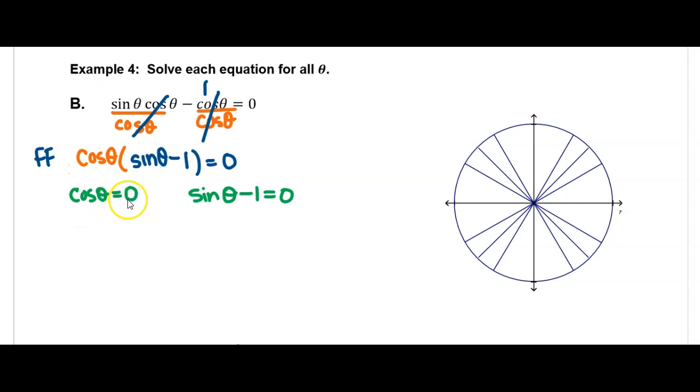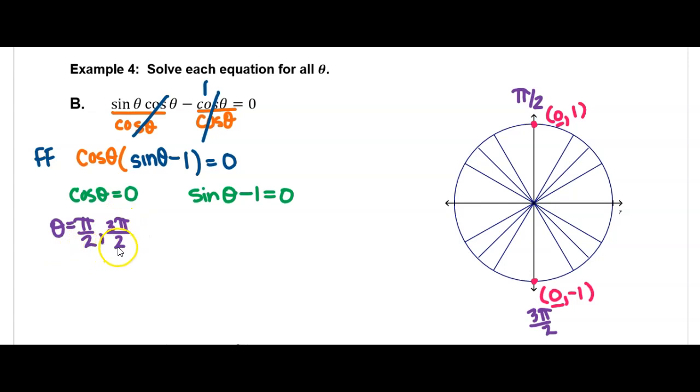Let's take a look at this first one. Cosine theta equals 0. Where is cosine equal to 0? Cosine is our x, so we have an x value of 0 at 90 degrees, (0, 1), and also at 270, (0, negative 1). They want these in radians. I know it doesn't say that, but most of the problems are going to want answers in radians. So this is half pi and 1.5 pi, which is 3 pi over 2. For this one, theta equals half pi and 3 pi over 2, and we'll worry about our coterminal angles a little later.